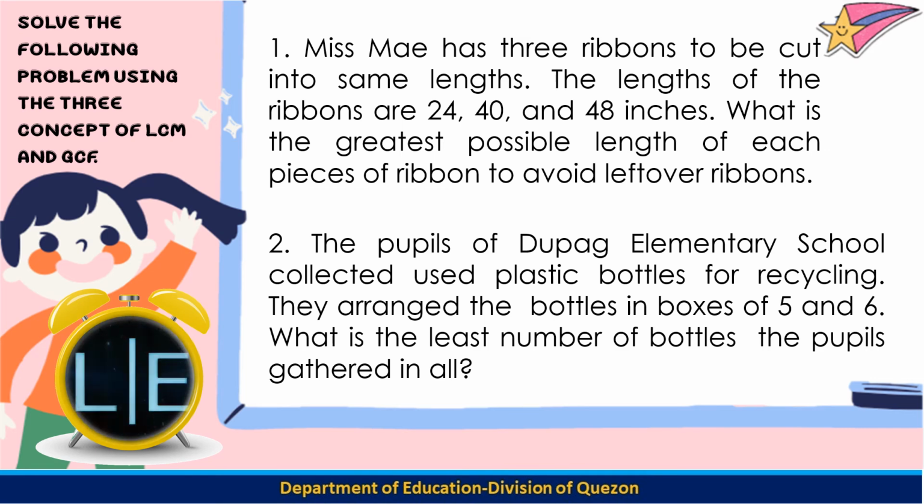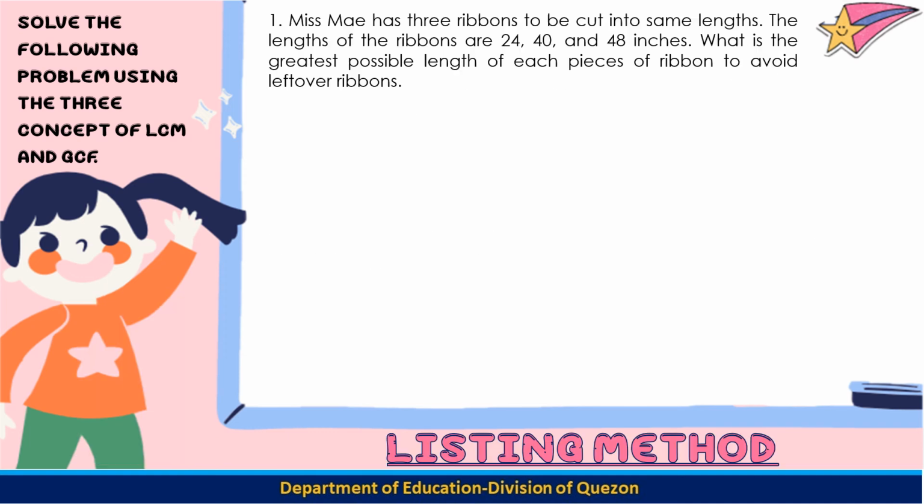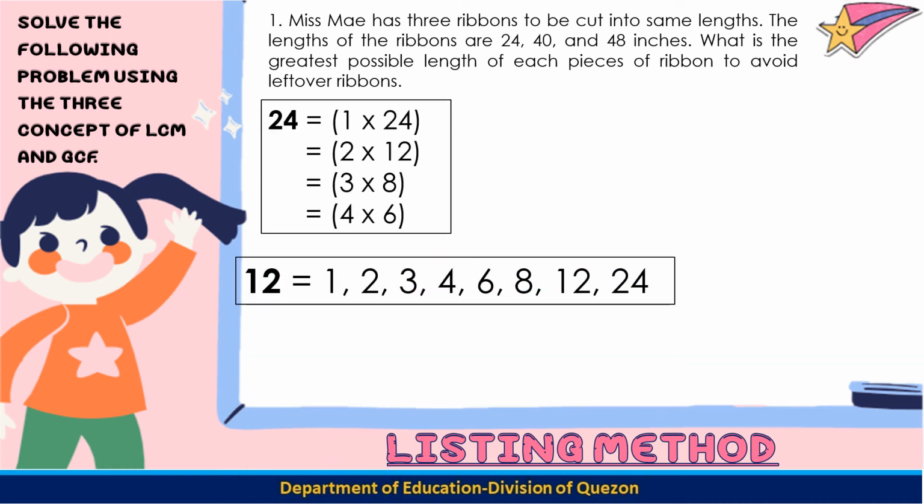Time's up. Let us answer. Okay, let us proceed. Let us answer using the listing method. We have 24. The factors are 1 times 24, 2 times 12, 3 times 8, and 4 times 6. Arrange it in smallest to largest number. 1, 2, 3, 4, 6, 8, 12, 24.